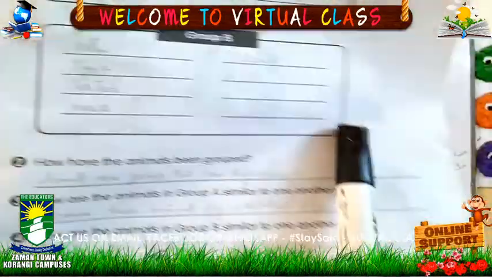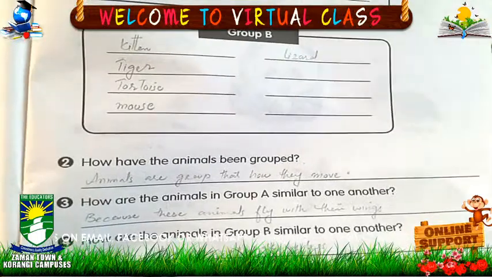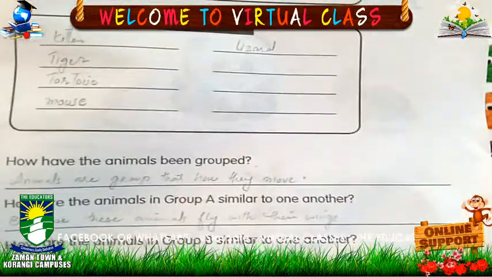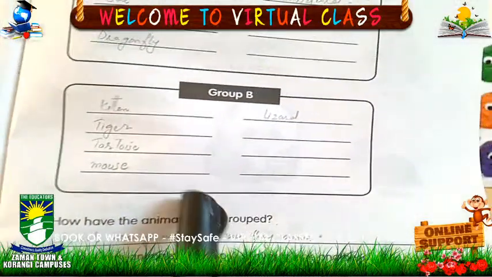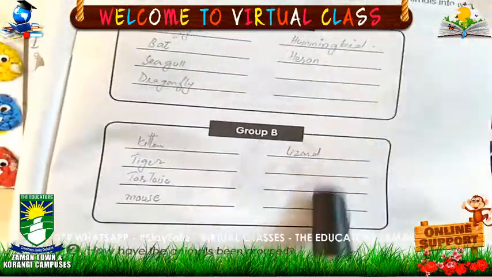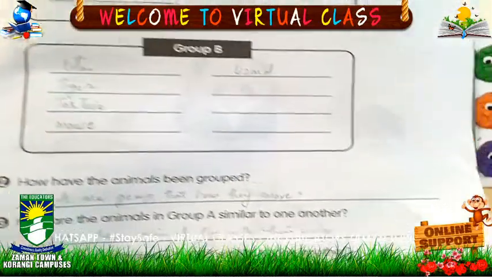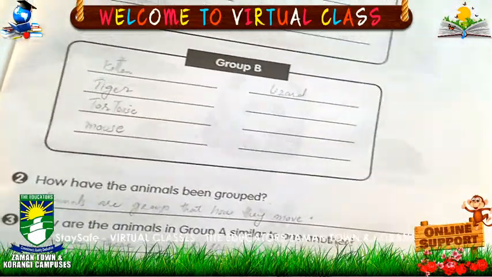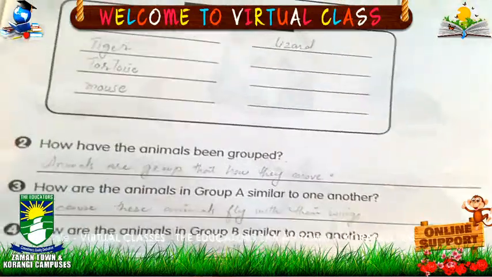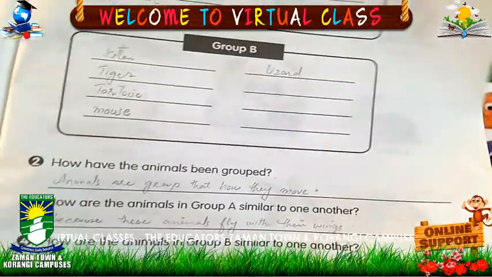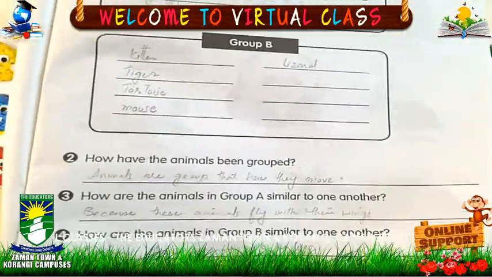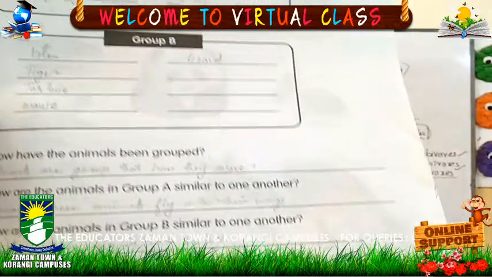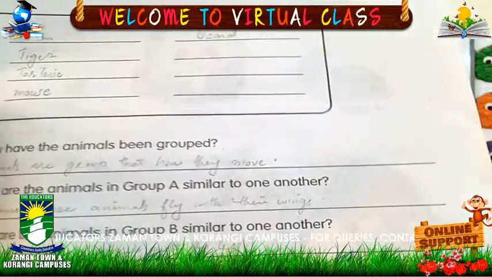Number 4. How are the animals in group B similar to one another? Now we have to say why we wrote this list of animals here. What is the similarity among them? Because these animals walk on legs. They use their legs in order to move. So all these animals walk by their legs.